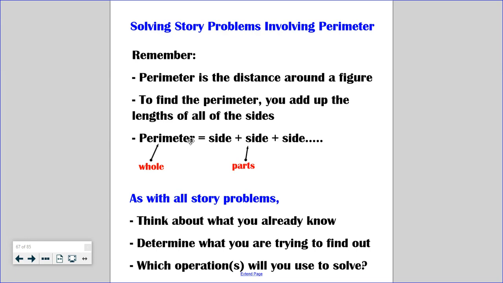So knowing if you're trying to figure out the whole or if you're trying to figure out the parts is going to be important when you solve these story problems. Okay, so let's keep that in mind. Perimeter is the whole, the sides are the parts.